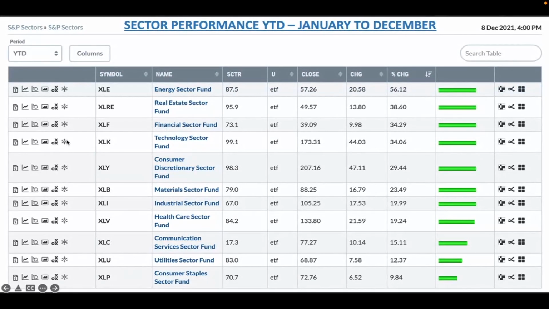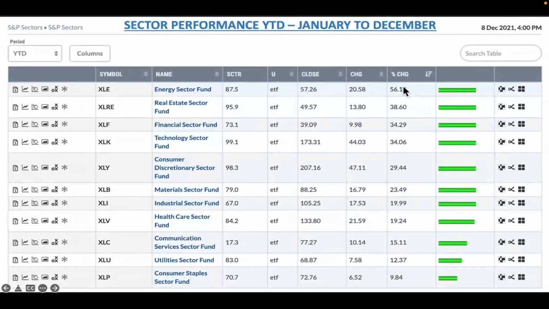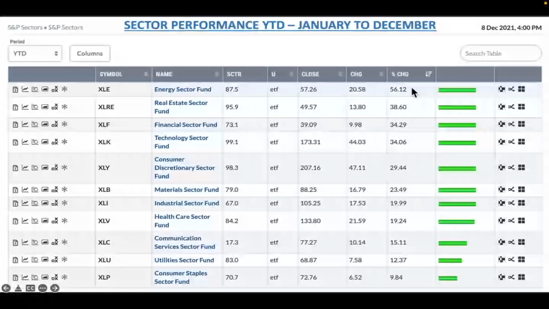And we can see energy, a very clear-cut winner, up 56%. And then real estate was up 38%, financials and tech both up 34%. So for today's presentation, I'm going to be focusing on energy, financials, and technology. These sectors do have a heavier weighting in the broader markets.